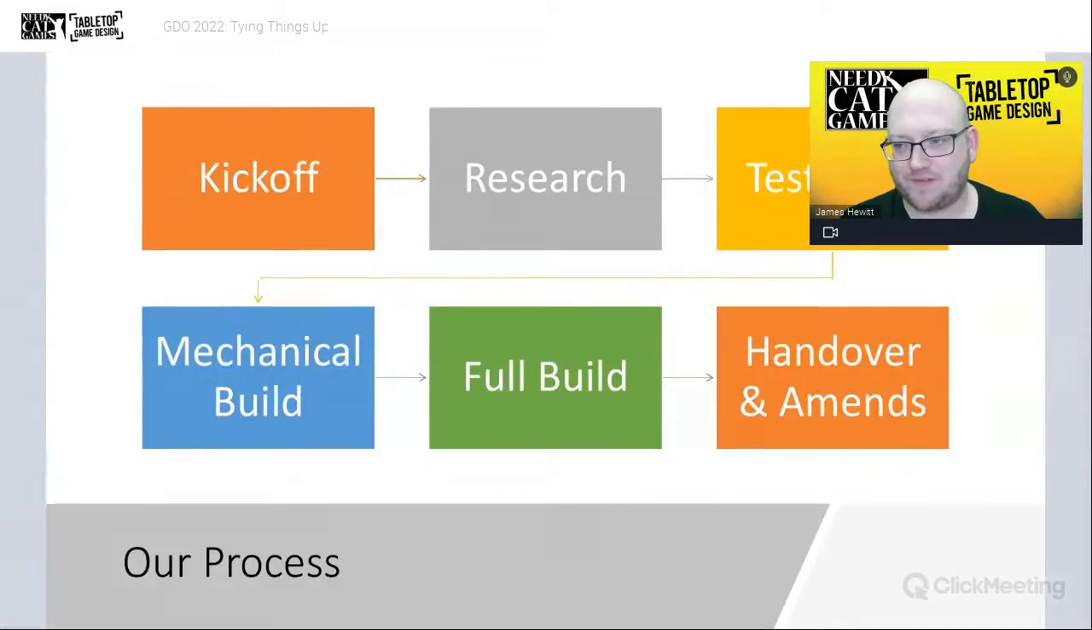There's just a quick reminder of our process. I'm sure you're bored of this slide by now, but we have a 6-part process. We kick things off. We do some research. We build a test build, which is the very central core of the game. My green screen is going weird this week. Never mind. We then do a mechanical build where we broaden it and we add detail to the start and end of the game. And then we add depth and polish with the full build. And then we hand it over and do any amends and that sort of thing.